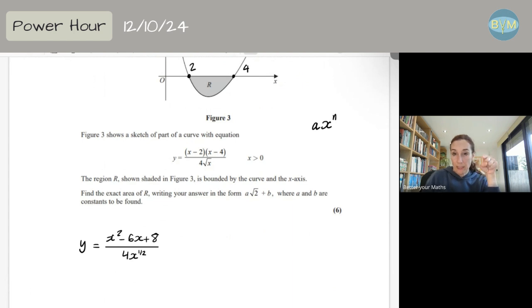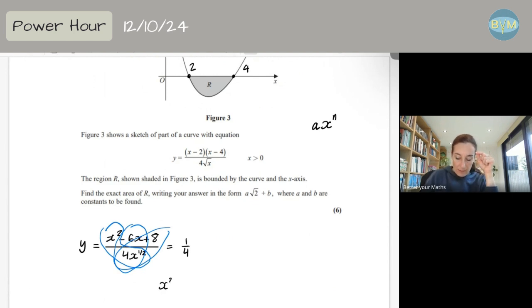So I expand the bracket and I write x as x to the power of a half. And then I can divide each term. So I have 1/4 for the first one. So I'm just dividing each of them, this one by this, and then the next one, and then the next one. Yeah, each of them.